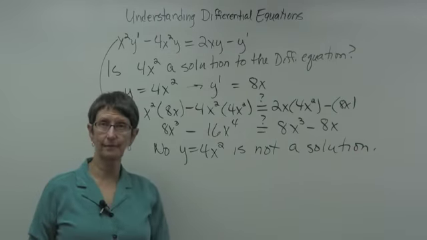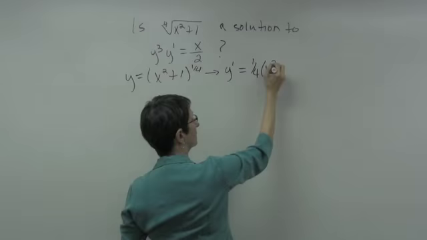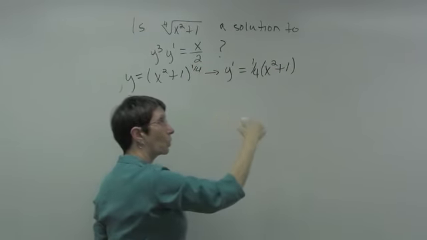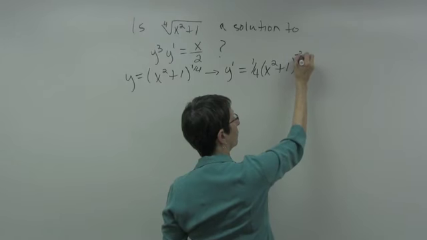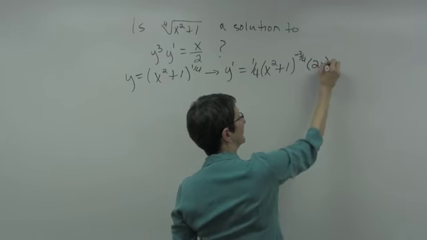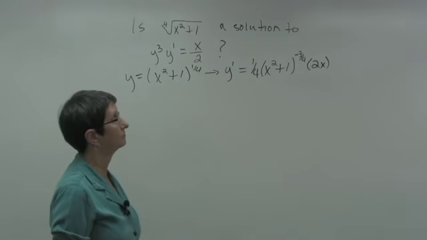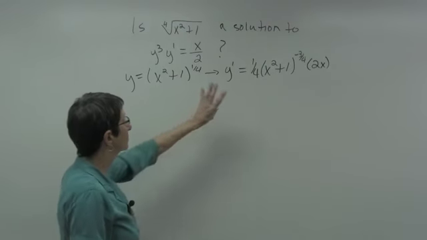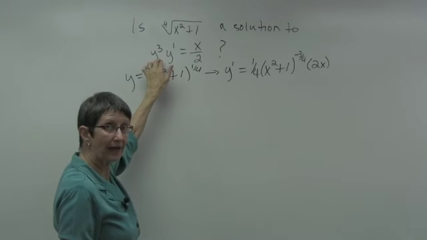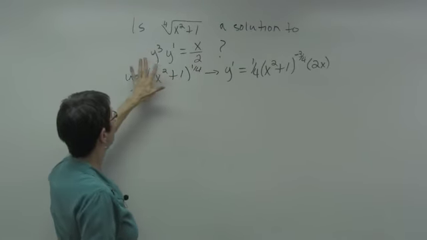Let's look at a different example. Derivatives. 1/4 comes around front. I subtract 1, which gives me negative 3/4. And then by the chain rule, the derivative of the inside is 2x.